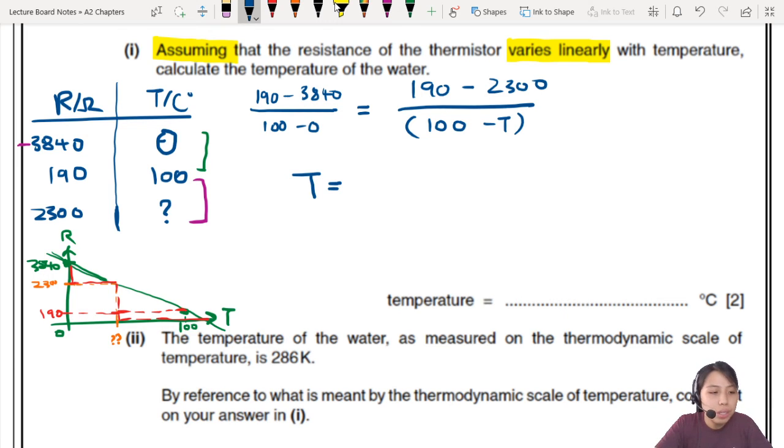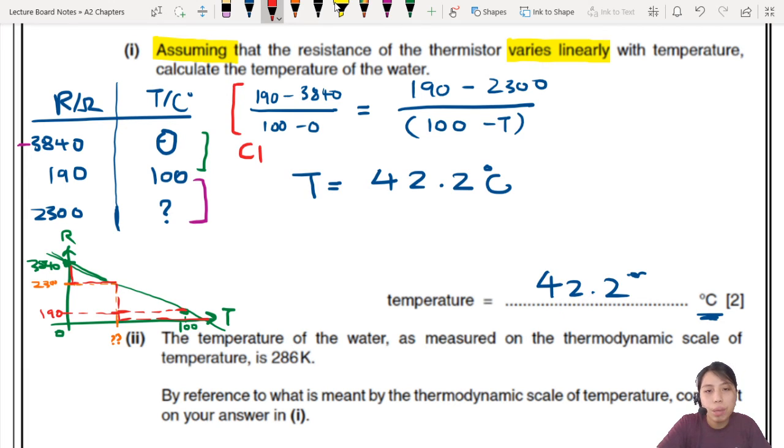Minus everything, should get a temperature of 42.2 degrees Celsius. In Celsius, right? The answer? Okay, 42.2 Celsius. So this is 2 marks. The first one is if you know how to find the gradient, do you write something like that? Then the last one is if you use the gradient to find other things.